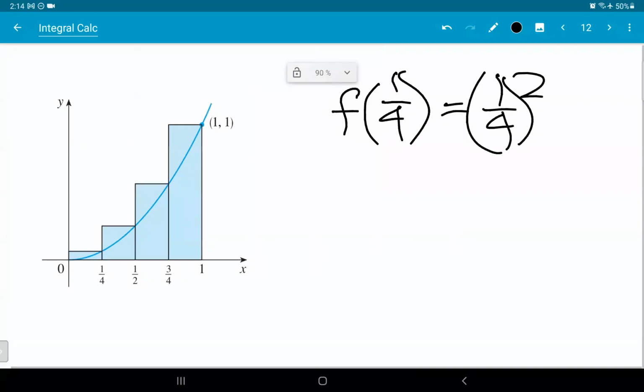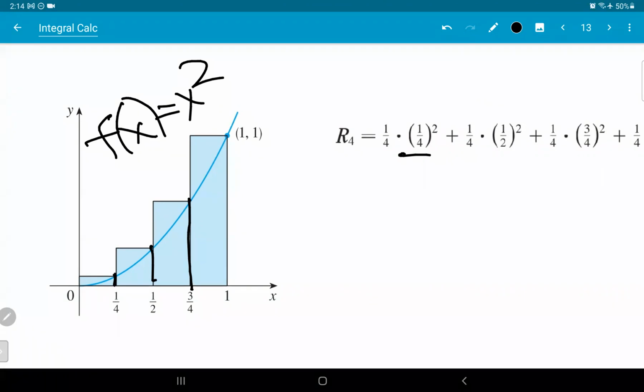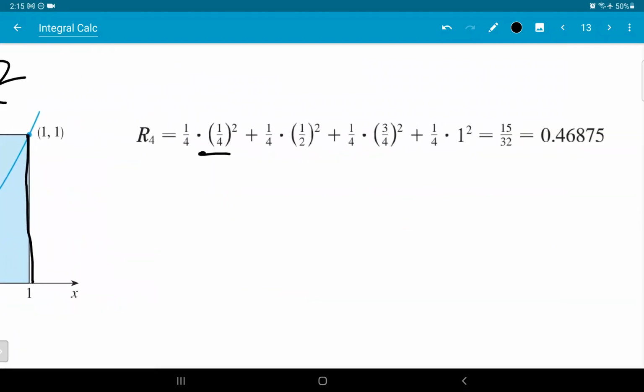So you will have the following. Let me just show. Here, we have the same bases for each of those rectangles, and we have here the heights of those rectangles. We have 1/4 squared, because the height is f of 1/4, then 1/2 squared, because again f of x is x squared. Then you have 3/4 squared, that would be the height of the third rectangle, and then 1 squared, the height of the fourth rectangle. So that if you total, you get 0.4685.